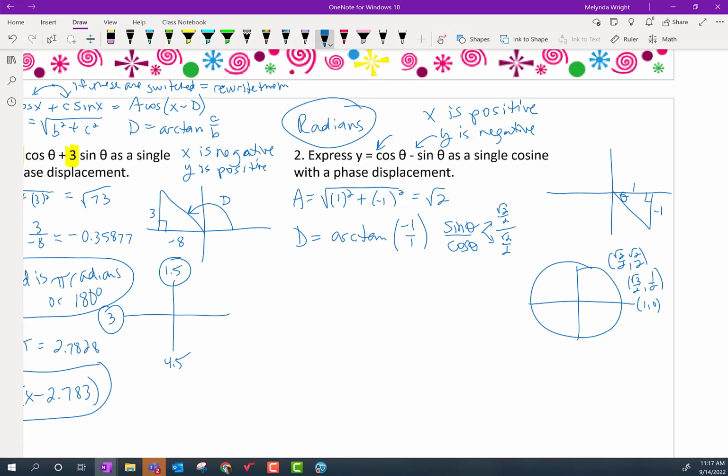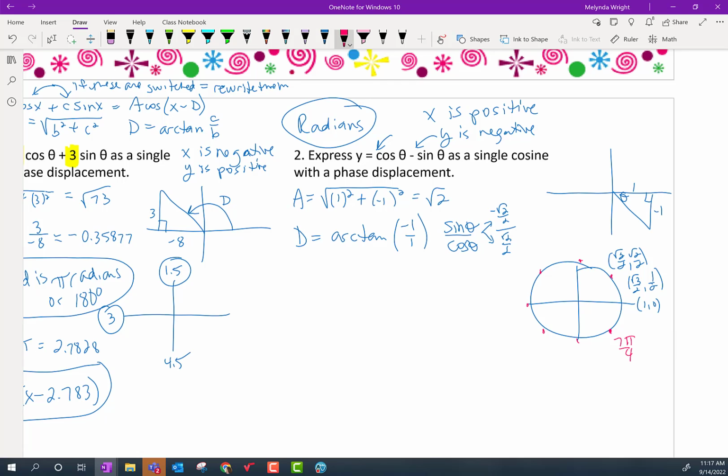I want my y value to be negative and my x value to be positive. So I need to figure out what angle measure does that match. And I can do my counting thing, right? Let's count around. So what is that angle measure? It's 1, 2, 3, 4, 5, 6, 7. That angle measure would be 7 pi over 4. Right? That's my angle measure.